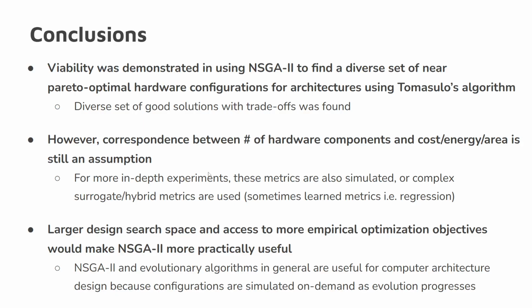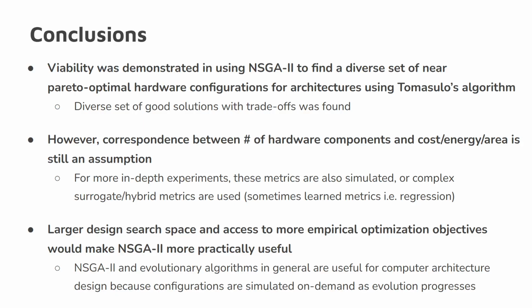So conclusions. Number 1 is viability was demonstrated in using NSGA2 to find a diverse set of near Pareto optimal hardware configurations for architectures using Tomasulo's algorithm. And this is backed up by the results we just looked at, where a diverse set of good solutions with trade offs was found.